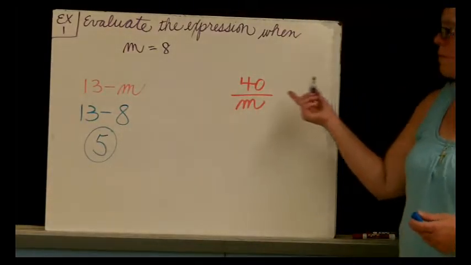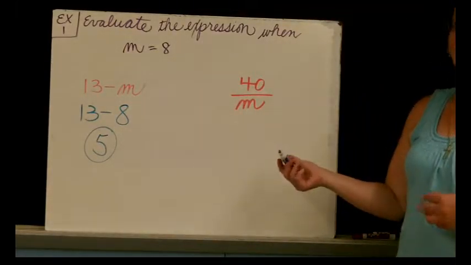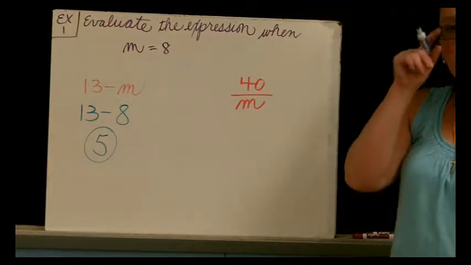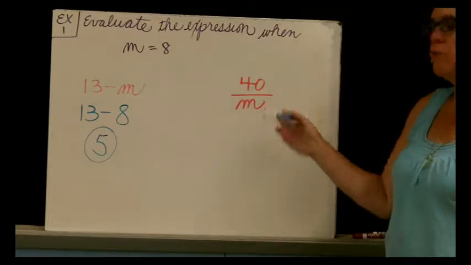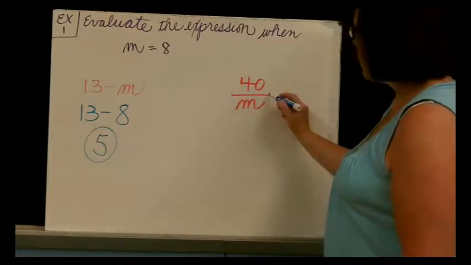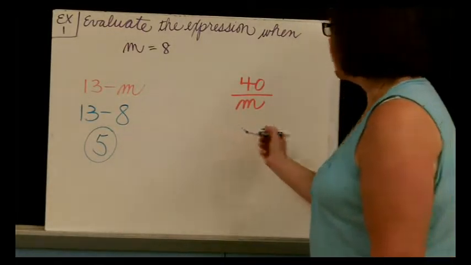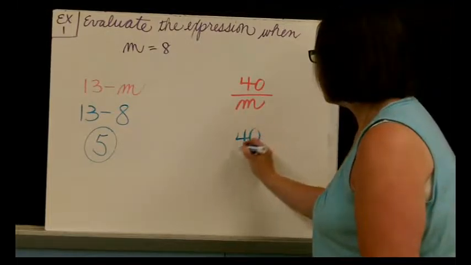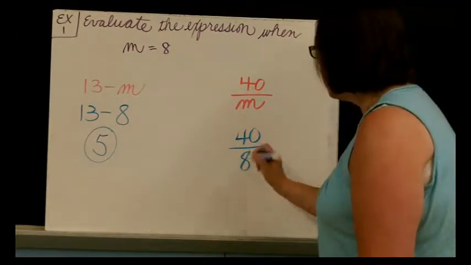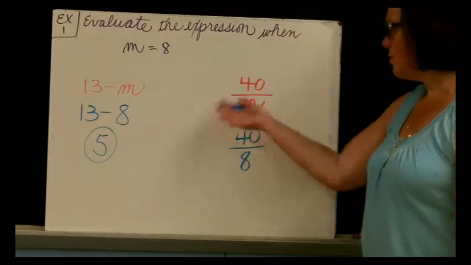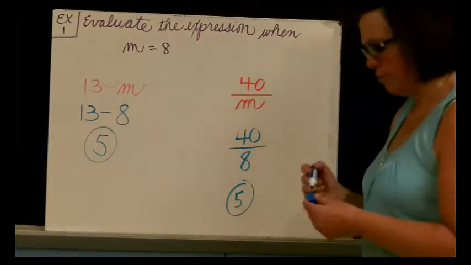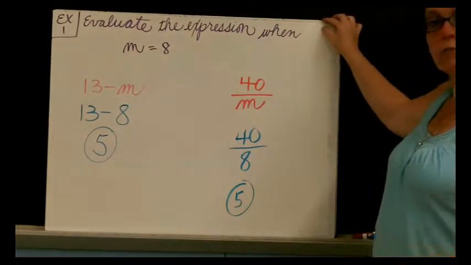Then we're going to do the same thing here. 40 over m, which is a fraction. The operation here is division. Something I want you to remember, it's very important, is that any time you see a fraction, what you're seeing is a division problem. So here we have 40 divided by m. Just as we did on the left, we are going to rewrite this expression, but this time we're going to substitute the value of 8 for the letter m. And our final answer is also 5, because 40 divided by 8 is 5. Now let's move on to our second example.